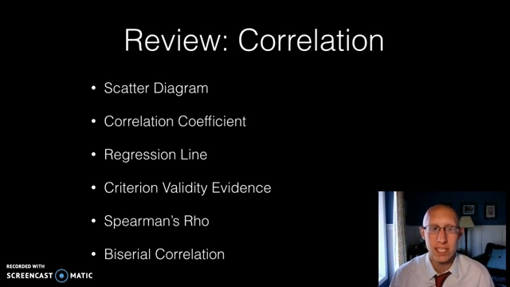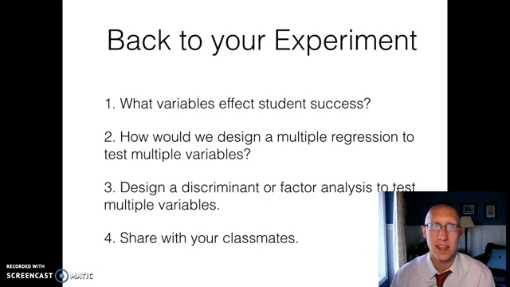We'll review a lot of those key terms that we've been talking about, and then we'll actually go back to our week 1 experiment assignment. And we'll start to examine some other things that we looked at, and what variables, specifically in terms of looking at student success, and then how do we design a multiple regression? How do we look at things from multiple perspectives?